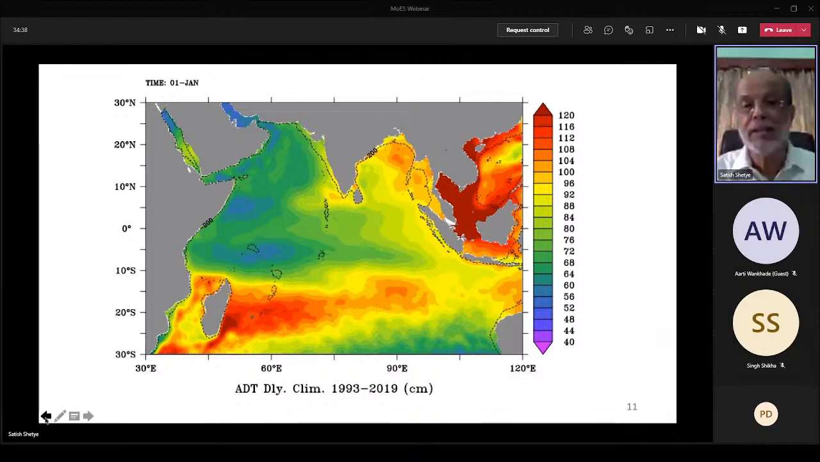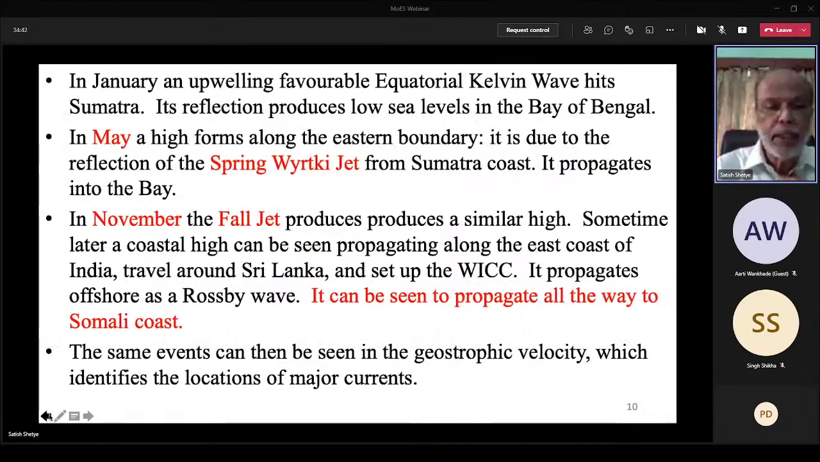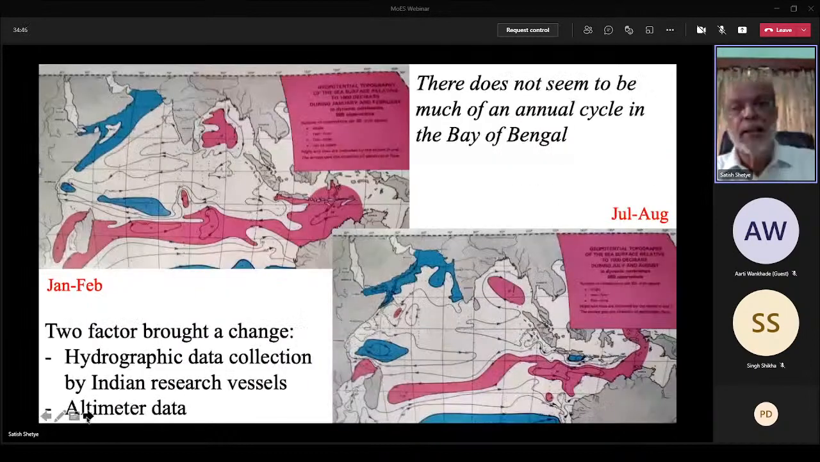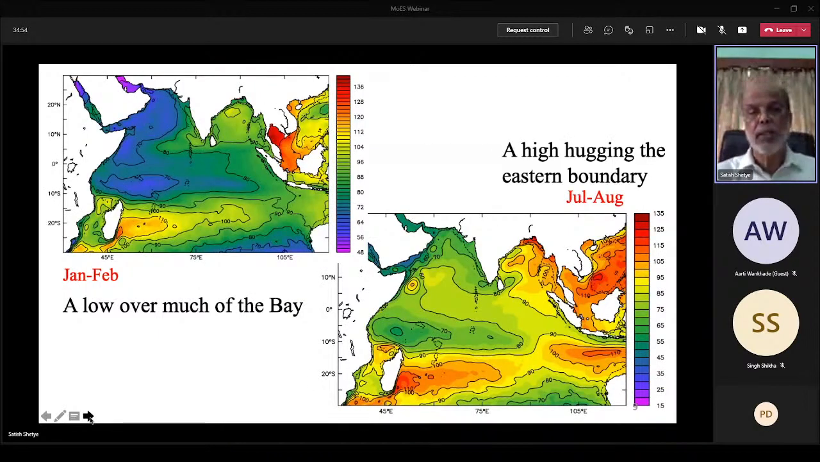Okay, so before I do that, let me show you what happens if I construct the equivalent of this picture using the kind of data which are available with altimeters now. First of all, I pointed out to you earlier that a high was assigned to the Bay of Bengal, both during January, February, and July, August. Now we know that the situation is quite different. During January, February, there is a low in sea level over most of the Bay of Bengal. During July, August, there is a distinct high, which hugs the eastern boundary of the Bay of Bengal. And I think the dynamics that lead to these changes are quite interesting.